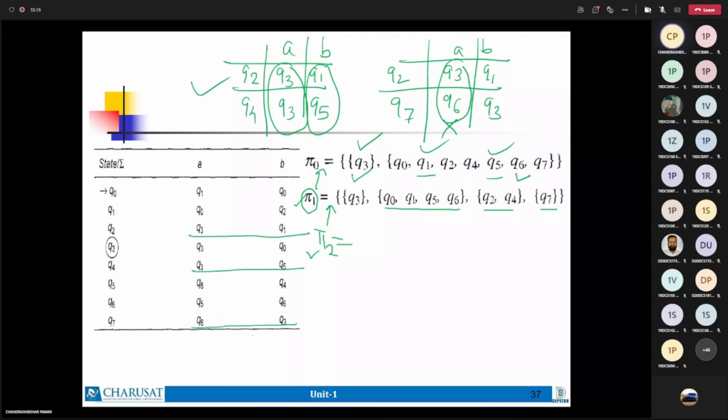Now we have to prepare the pi 2. So when we are preparing pi 2, just observe the sets included within the pi 1. Clear? So now let's check again that Q0 is equivalent with Q1, Q5 or Q6. Clear?